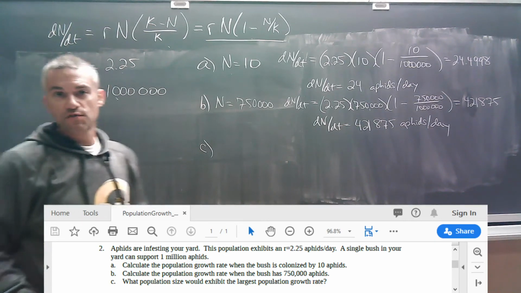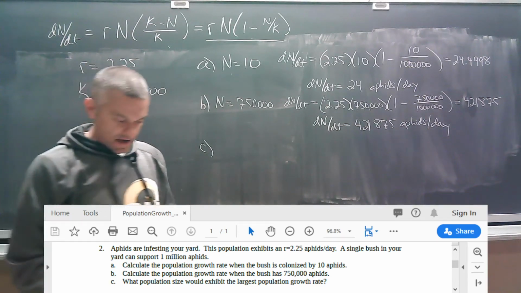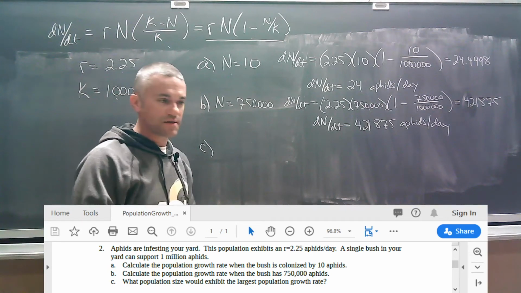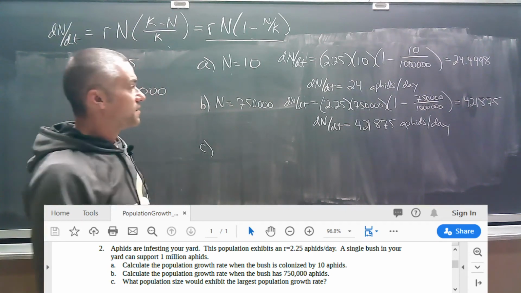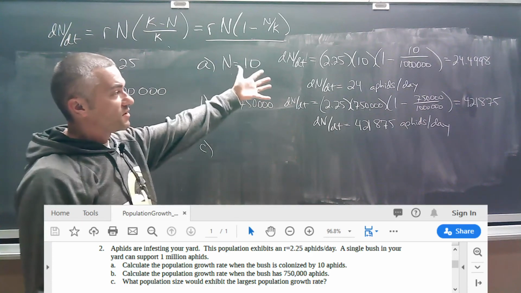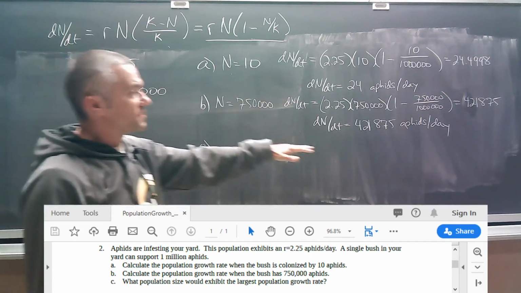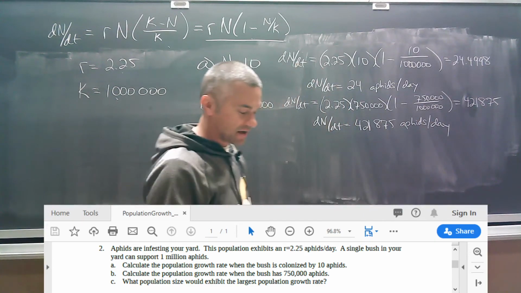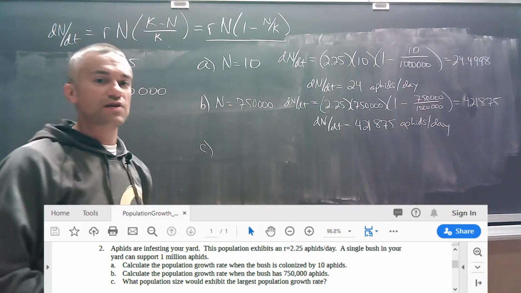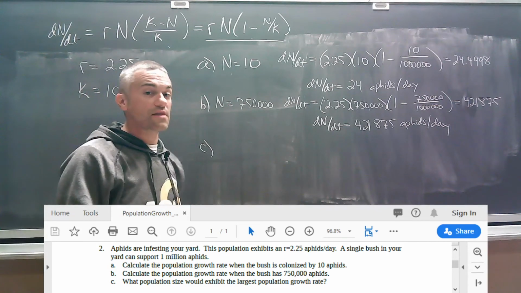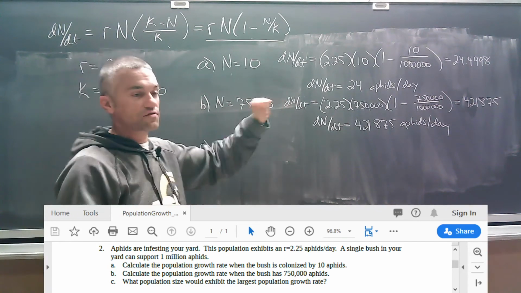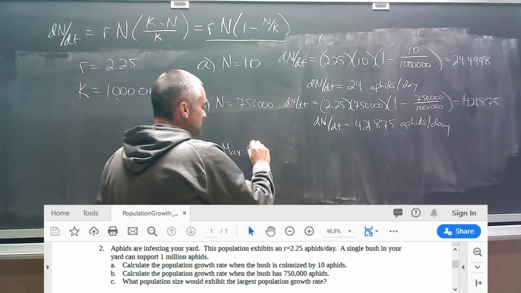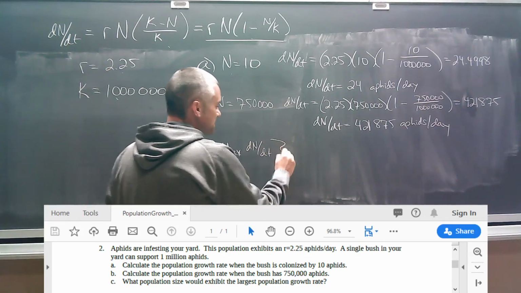Question C is a little bit different. I don't ask you for the population growth rate. Instead, in C, I ask you what population size exhibits the largest population growth rate. Now I can look at these and I could say, yeah, this is a pretty large growth rate, and that's larger than that, but that's not what the question's asking. It's saying what population size on our plant would exhibit this maximum value of this dN over dt. So what we're asking for is this max dN over dt value.